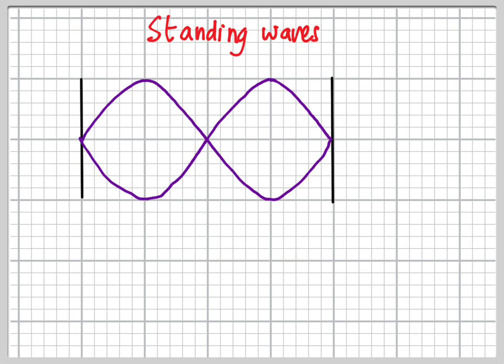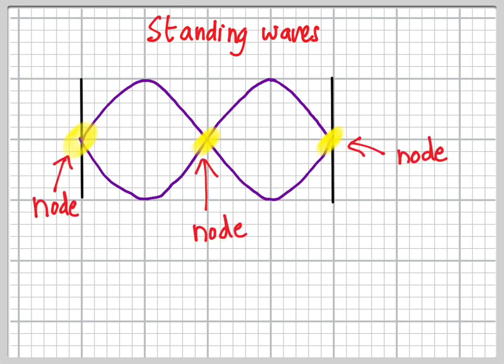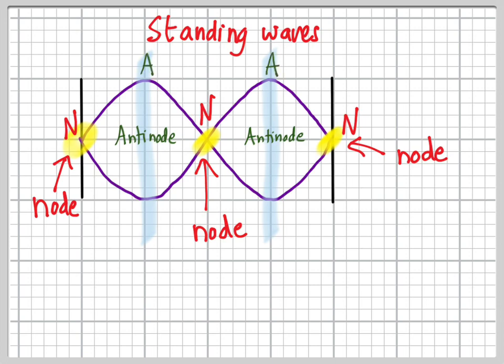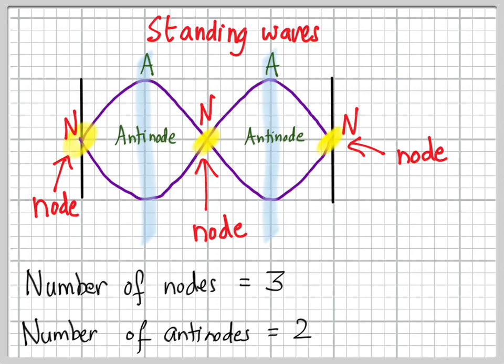So here our objective is to find where the nodes and the antinodes are. Nodes are these positions which I have labeled. These are the points which are not moving up or down. These are called nodes, and we can label them as N. And in between the two nodes, you can see there is an antinode, and there the particle is moving up and down. This is called an antinode, and we can represent it with the letter A. So if you want to count the number of nodes, it is 3, and the number of antinodes is 2.